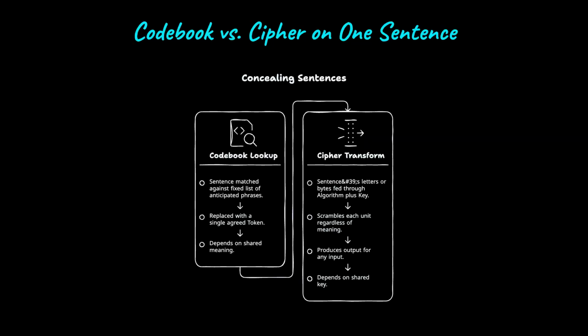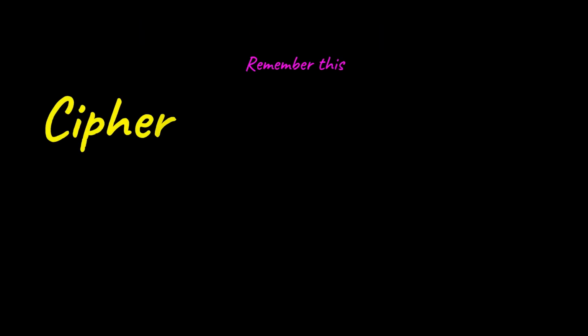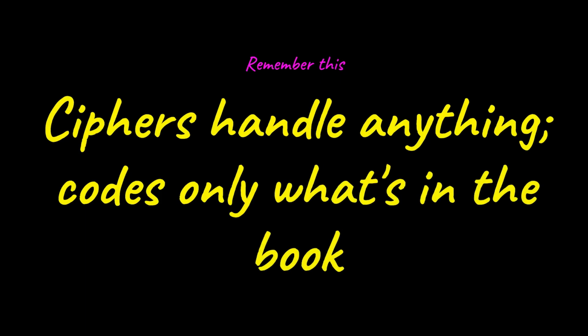A codebook system looks up the whole sentence and swaps in a single agreed token, but only if that sentence was anticipated in advance. A cipher ignores meaning entirely and scrambles letters or bytes under a key, working on any input whatsoever. A cipher transforms the building blocks of a message and can handle anything, because it never cares what the message says. A code swaps units of meaning from a fixed book and is limited to what that book holds, which is why modern cryptography is almost entirely the study of ciphers.